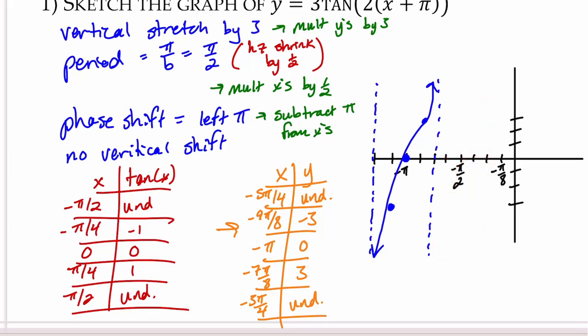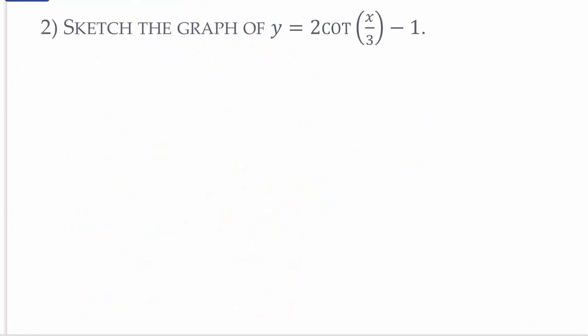It didn't specify that I had to show 2 periods or 2 cycles of it, so I'm just going to stop there with the 1. Let's take a look at our next example. All right, here's our next example.